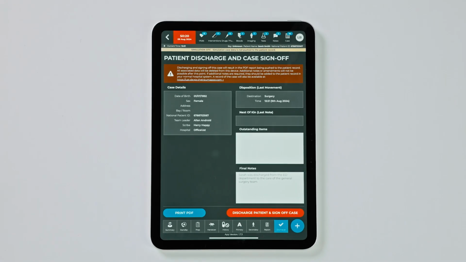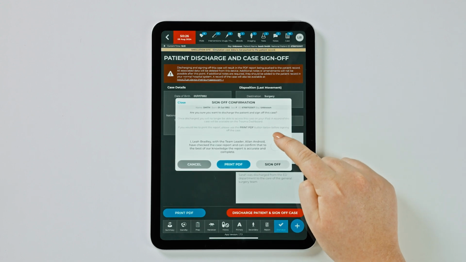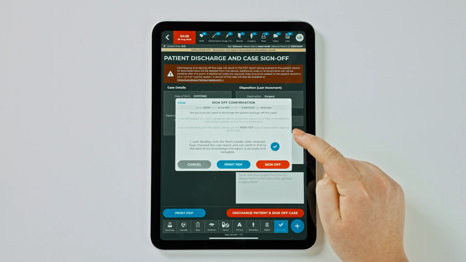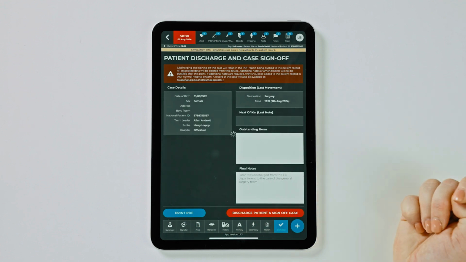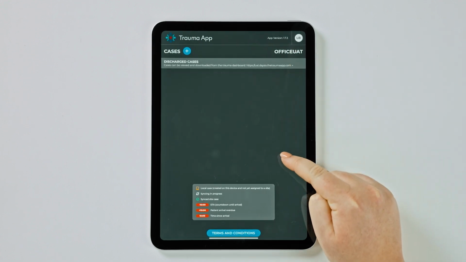The trauma team leader is now ready to proceed to discharge the patient case. The trauma team leader reads and acknowledges the sign-off confirmation and then presses sign off. Sarah's case has now been discharged fully from the trauma app.